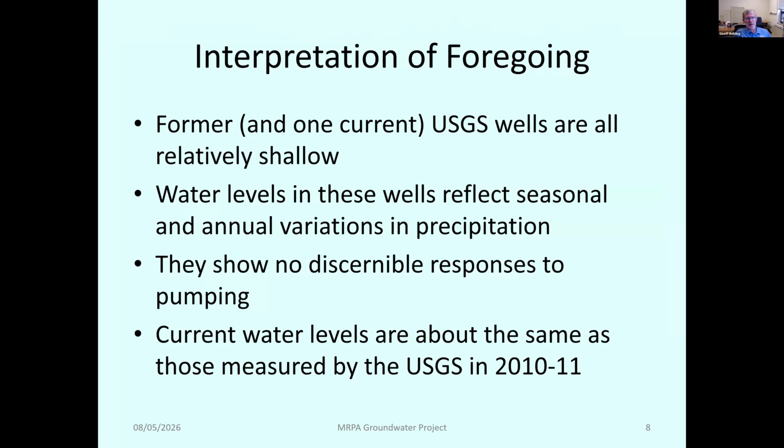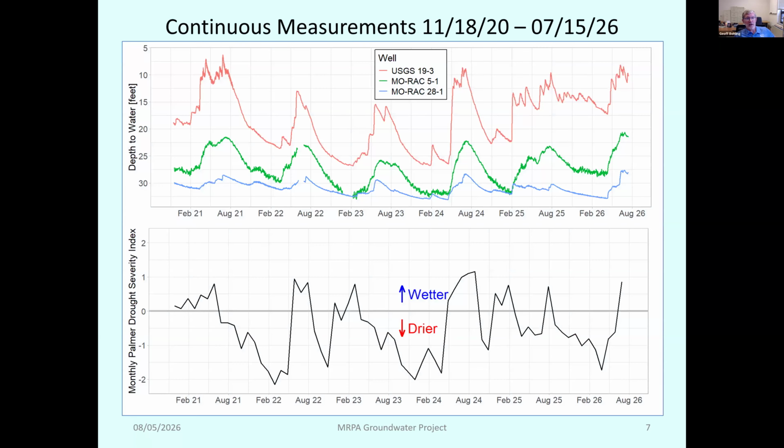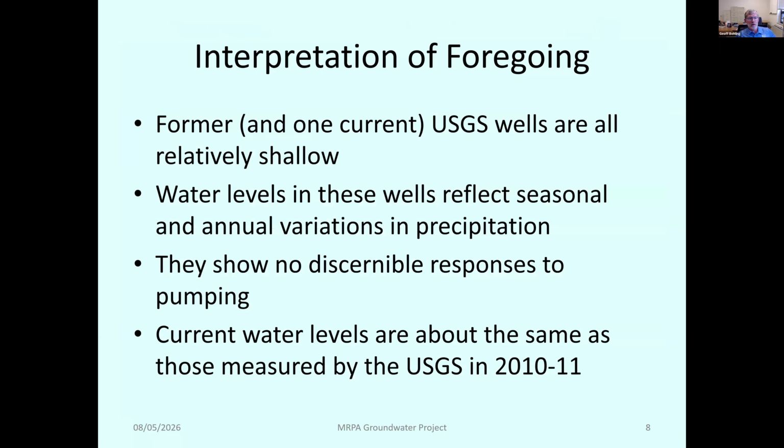So the interpretation of all that is that those former USGS wells and the one that's still a USGS well, they're all relatively shallow. And these water levels reflect seasonal and annual variations in precipitation, and they show no discernible responses to pumping. So one thing I'll point out is that these water levels are actually going up in the spring and summer and down in the fall and winter, which is the opposite of what you would get in response to irrigation, which would be larger in the summer. And then the current water levels are about the same as those measured by the USGS earlier.